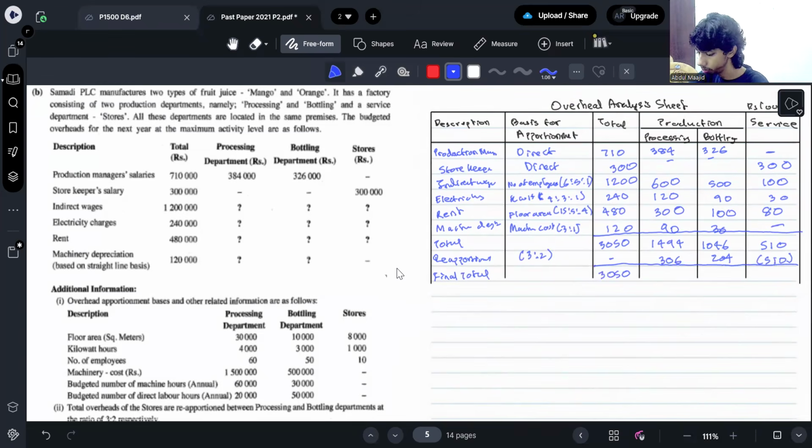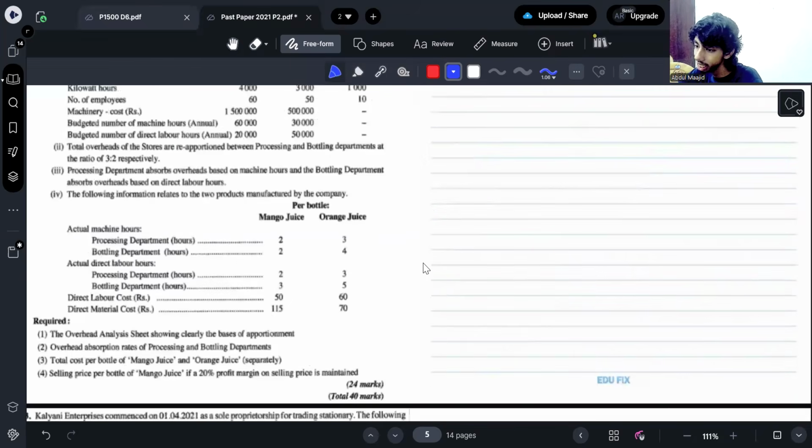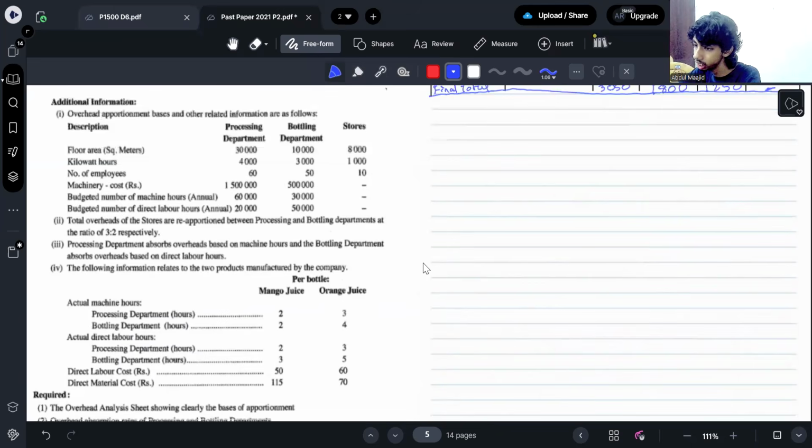Processing department 1494 plus 306, that will be 1,800. Bottling department 1046 plus 204, 1250. And service department is going to be 0 because we reapportion that. So first requirement is done. Then the second requirement is overhead absorption rate of processing and bottling department.